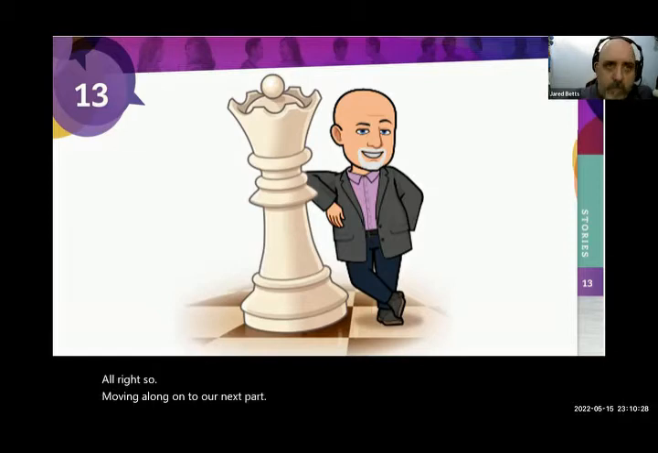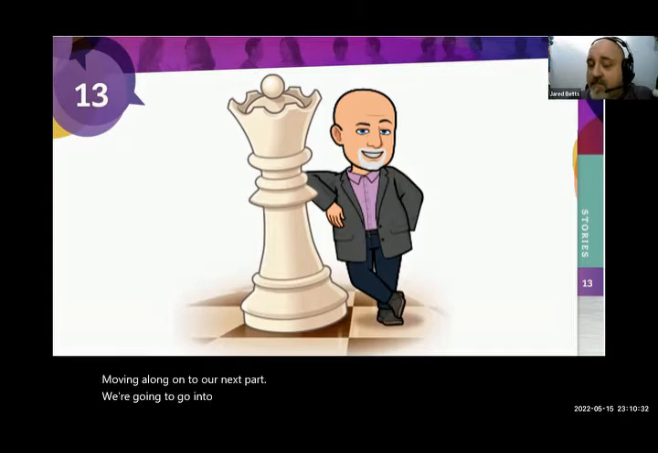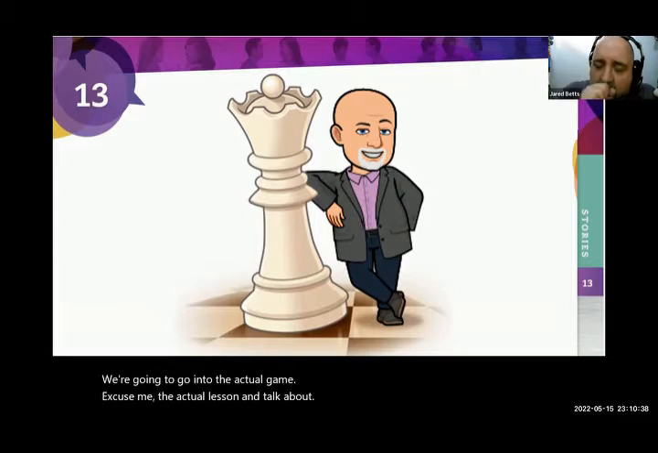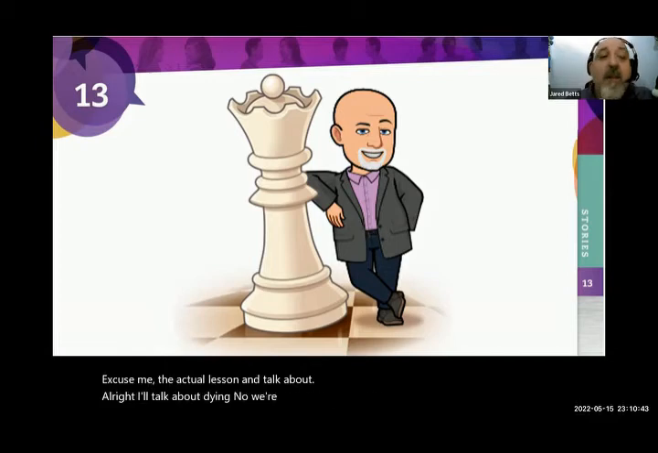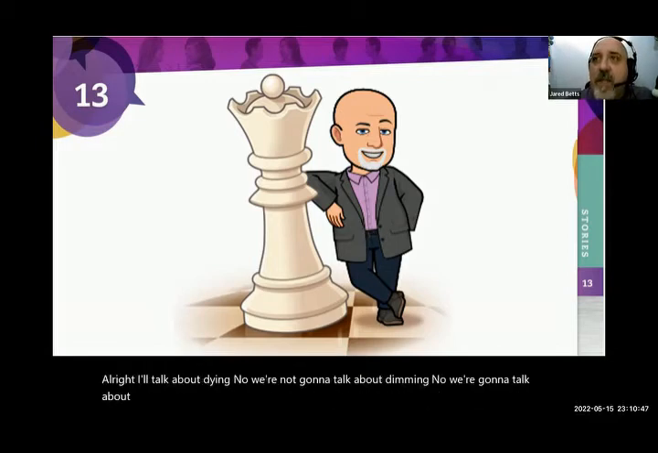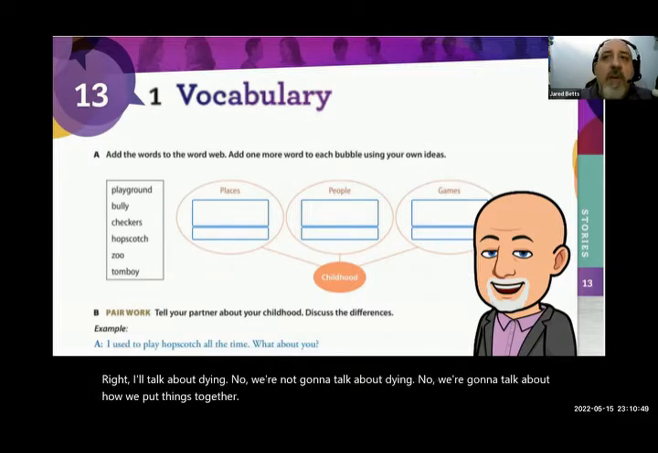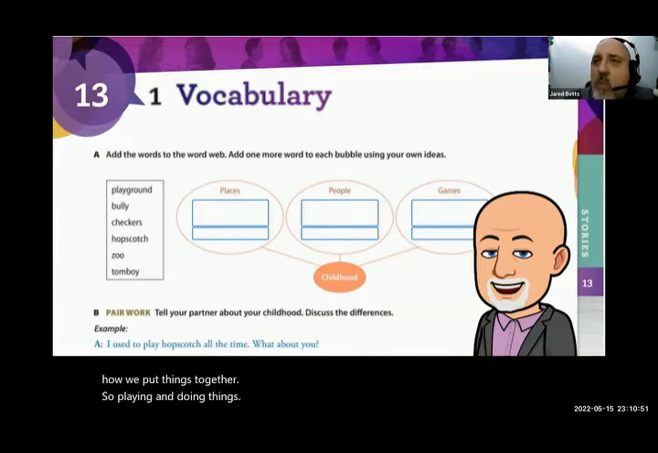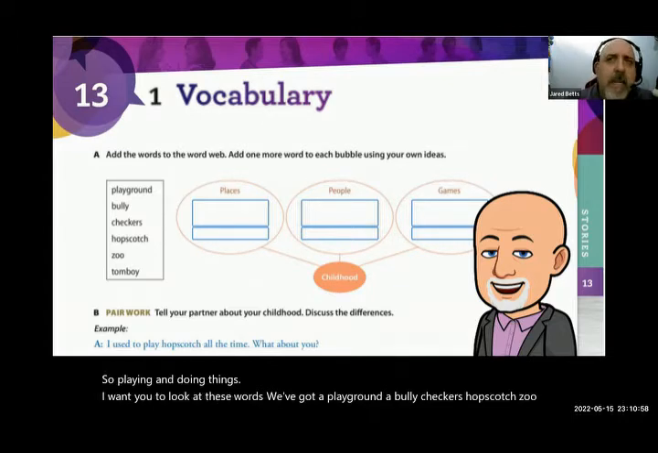All right. We're going to go into the actual game. Excuse me, the actual lesson and talk about dying. No, we're not going to talk about dying. No, we're going to talk about how we put things together. So, playing and doing things. I want you to look at these words. We got a playground, a bully, checkers, hopscotch, zoo, and tomboy. So what are these words?